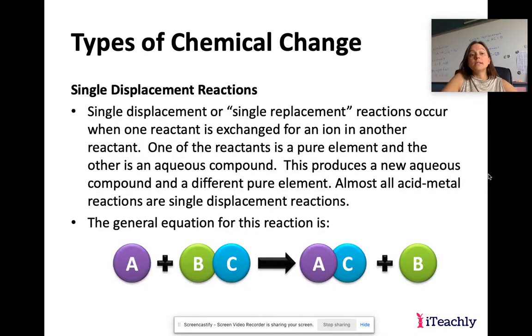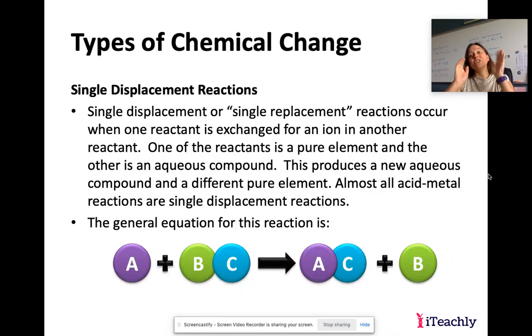Okay, so single replacement sometimes is known as a single displacement. So notice we have an element and a compound. And what will happen is the element is going to bump out one of the elements in the compound and replace it. It's going to displace it. It sounds exactly like what it sounds like. Almost all acid metal reactions are a single replacement.